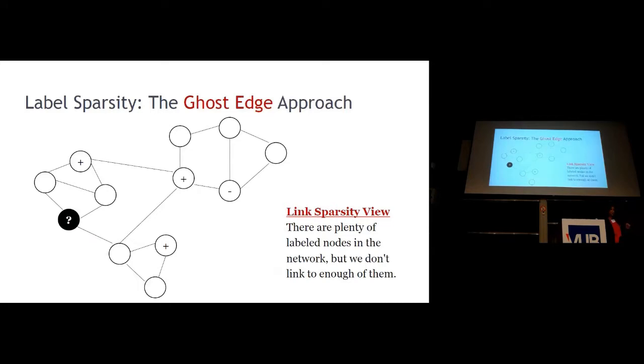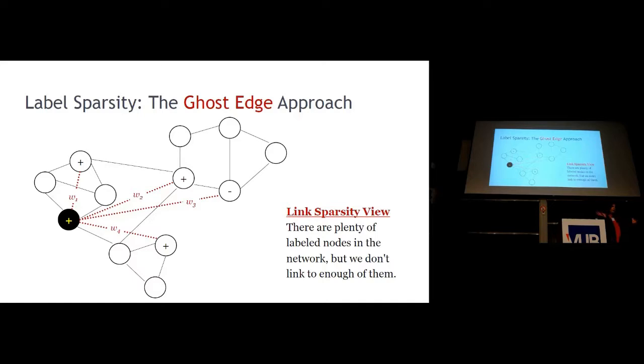The ghost edge approach that I'm going to talk to you about takes the view that there are actually plenty of labels in the nodes in the network. The problem is that I don't have links to them. So how can I make these links, which I did not observe? These ghost edges are edges where I didn't observe Tina calling Bob, but I'm going to infer that an edge does exist between Tina and Bob because I have some information about the state of Bob. And if I can properly weigh that ghost edge, then I can find out what the state of Tina is. So we call this teleportation.